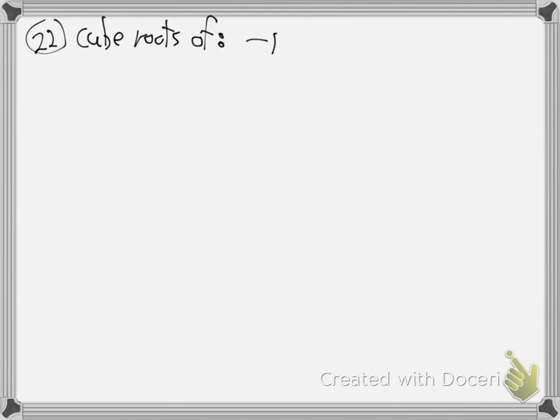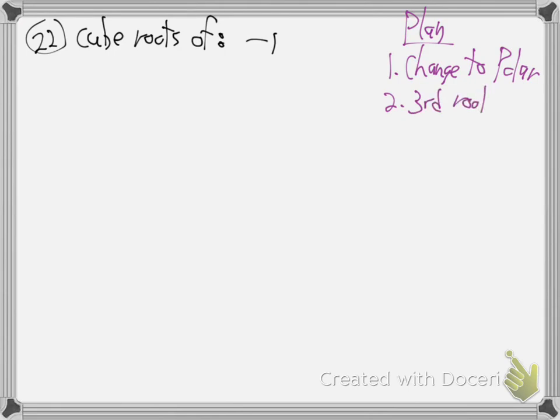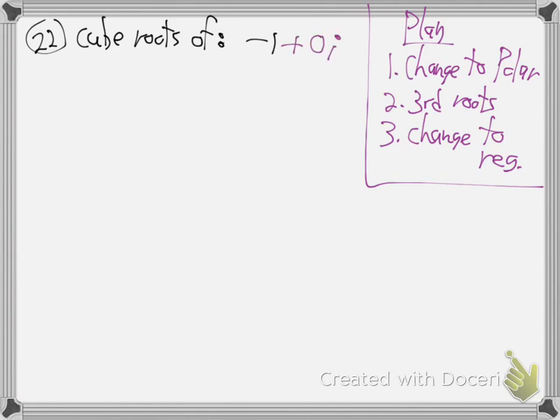Let me lay out the plan first. What's the plan? Step 1: change to polar. Find the third roots, and change to regular, or rectangular, as they call it. Yep, there's the plan. And what I would do is take that -1 and say it's just pure real, huh? -1 plus 0i. Is that good? Make it a complex number.